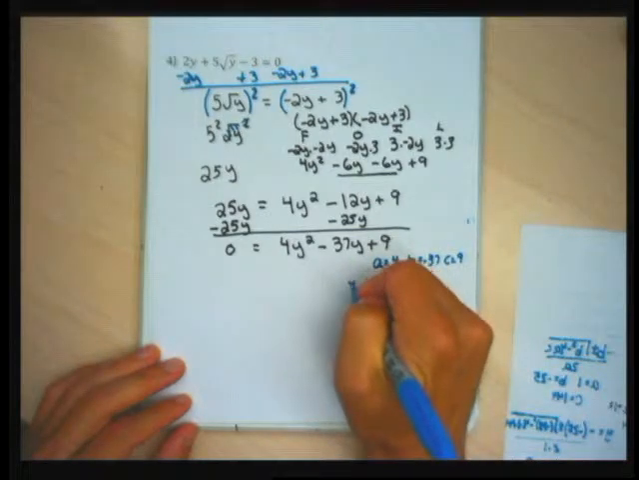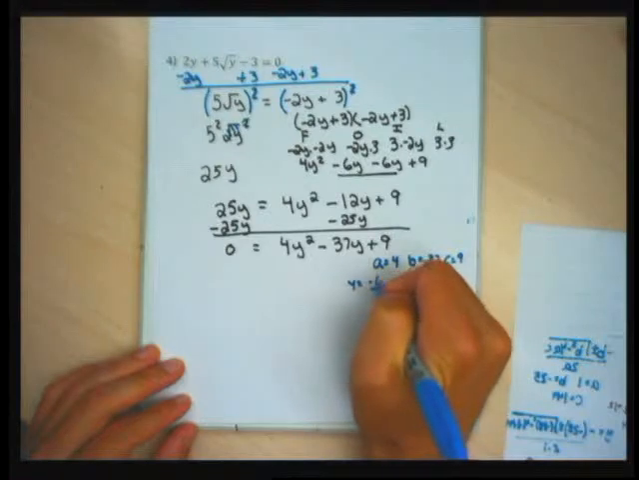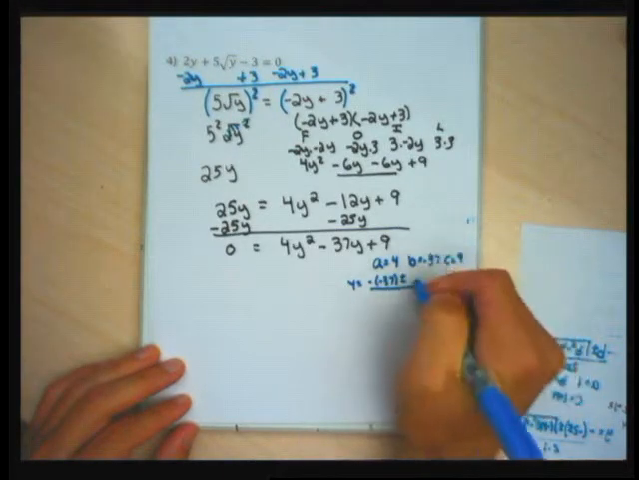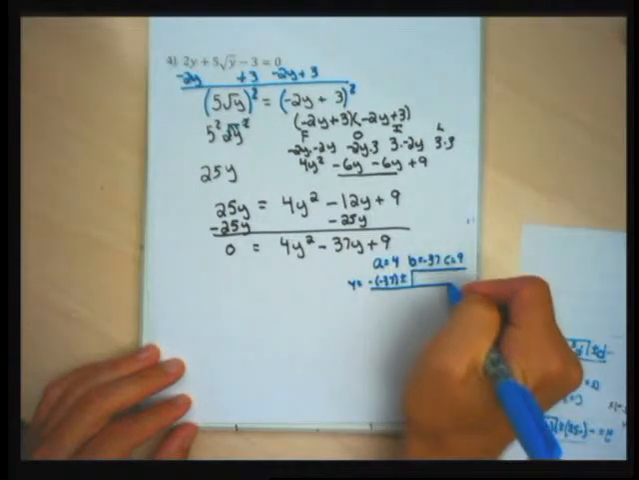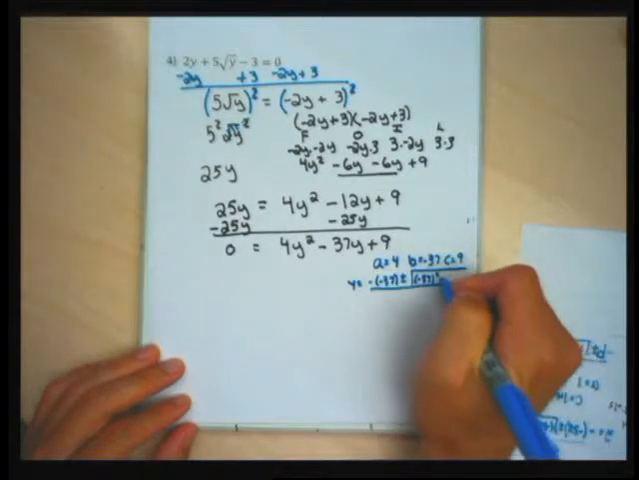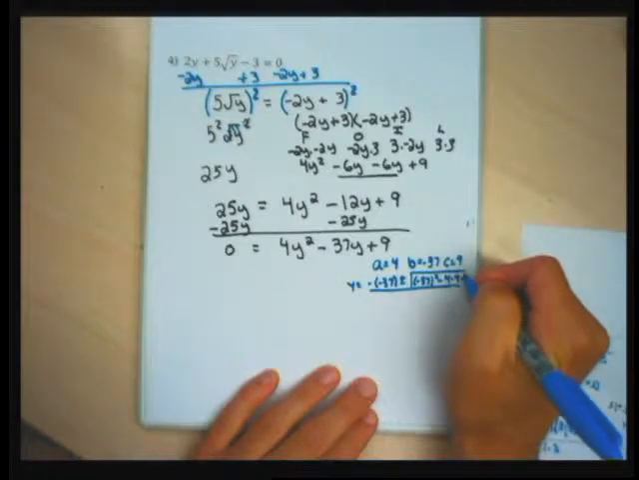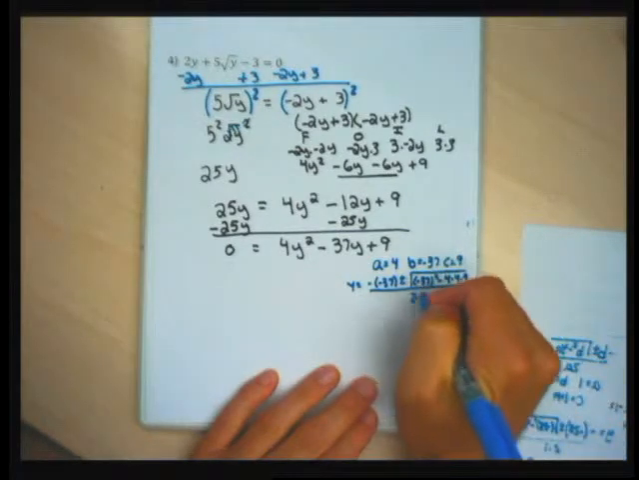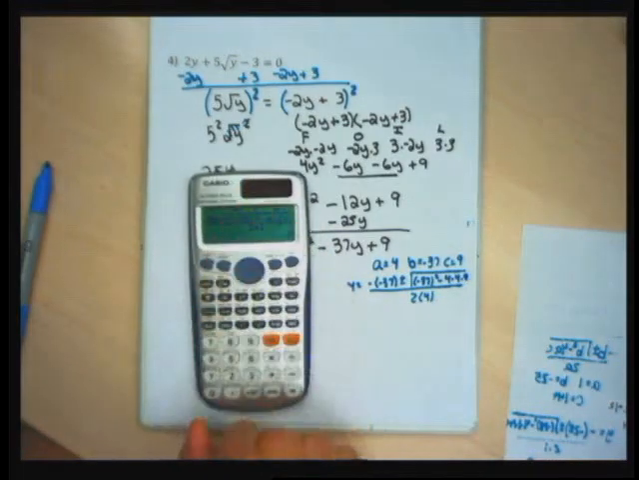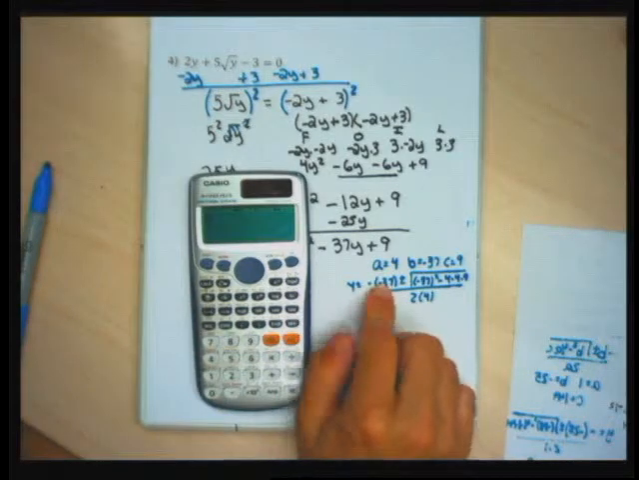I'm going to go y equals negative b, which is going to be negative of negative 37, plus or minus the square root of b squared, which is negative 37 squared, minus 4 times a, which is 4, times c, which is 9, all over 2a, which is 2 times 4. So I'm going to do these on my calculator because it's so much easier for me. This double negative I'm going to make positive.